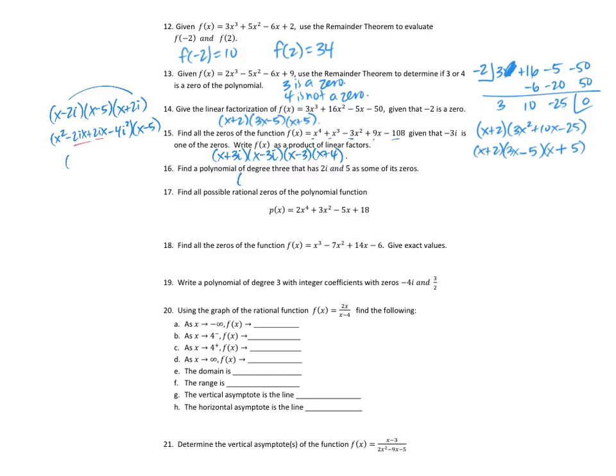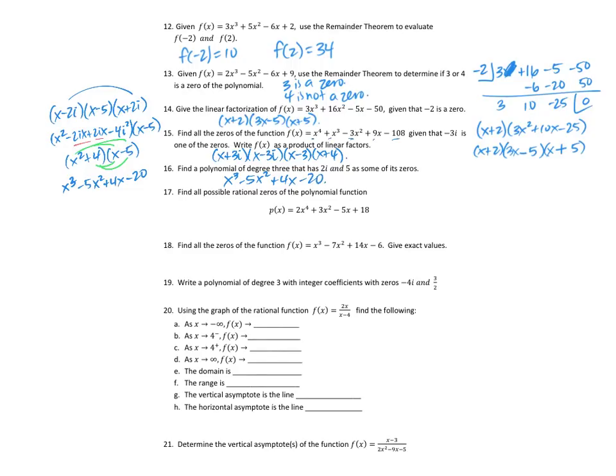So I'm going to have x squared plus 4 times x minus 5, and then I'm going to multiply this by each of those and this by each of those. And I'm going to get x cubed, excuse me, minus 5x squared plus 4x minus 20. And that is my polynomial that I want. X cubed minus 5x squared plus 4x minus 20.